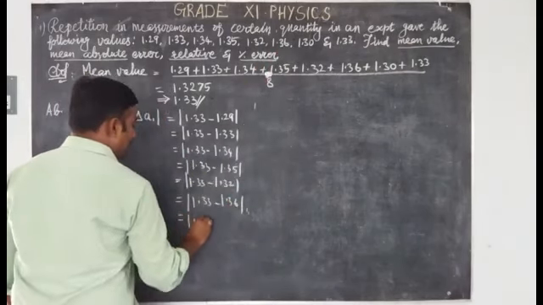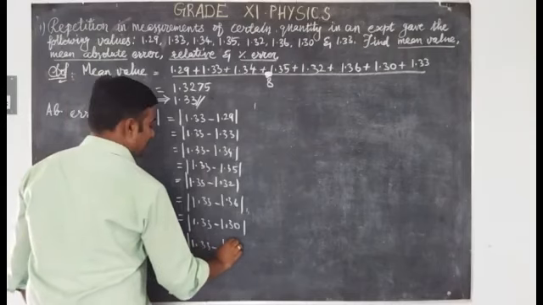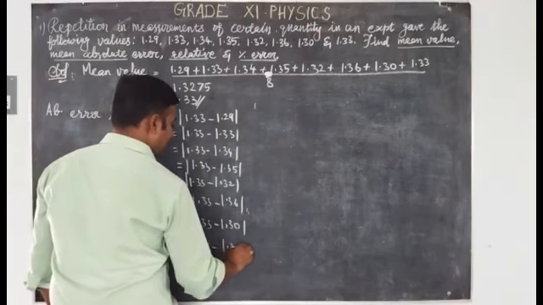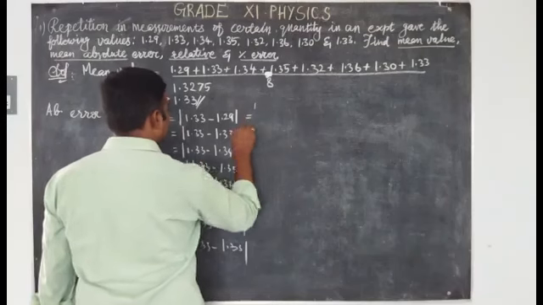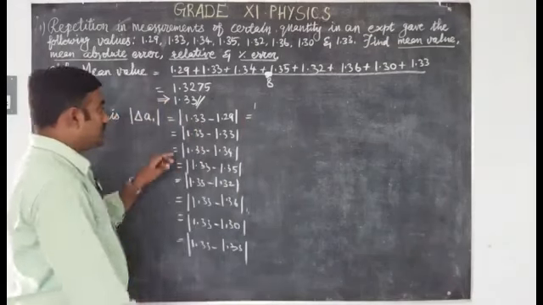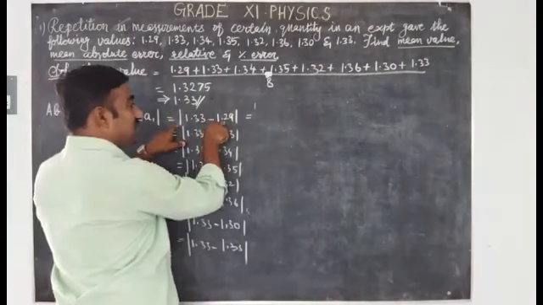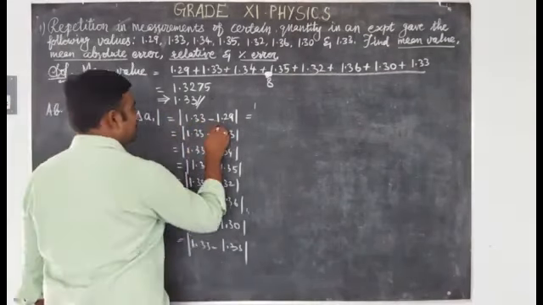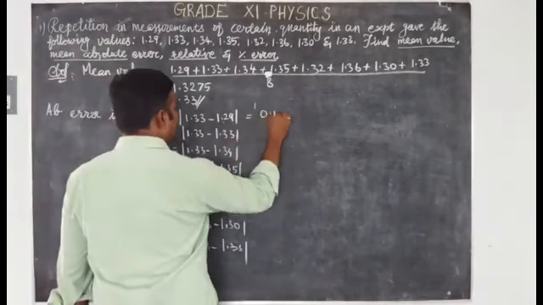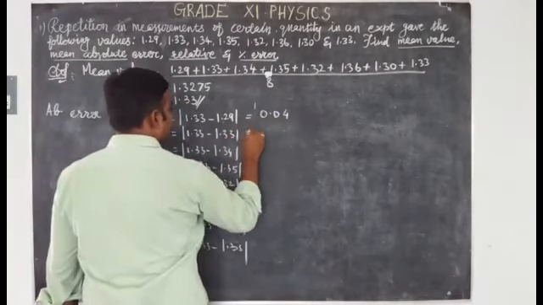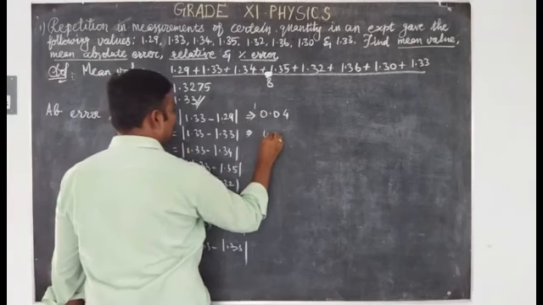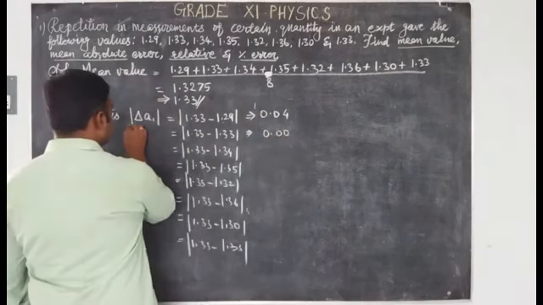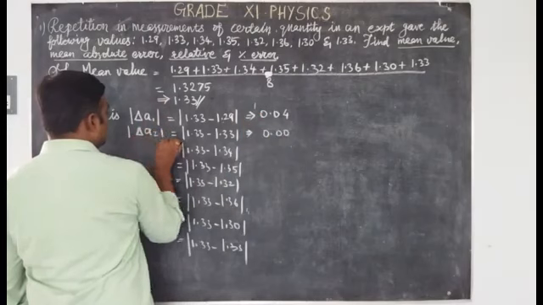Then 1.33 minus 1.30. Then the eighth value is 1.33 minus 1.33. So what is the value you will get? Only the magnitude, no. The magnitude means the difference may come in plus or minus, but we will consider only the plus. So this is delta A1. The difference is 0.04. Then here the difference is 0.00. This is delta A2.